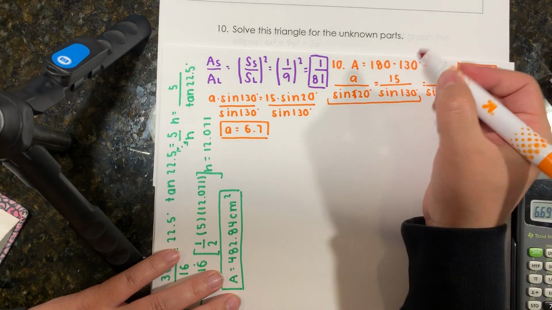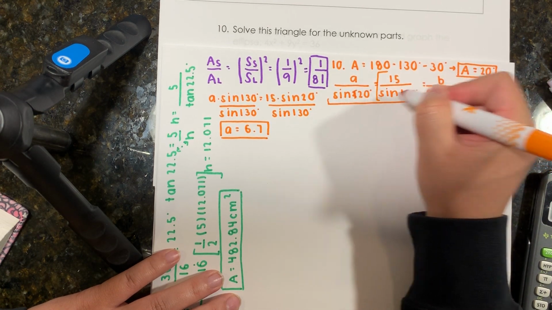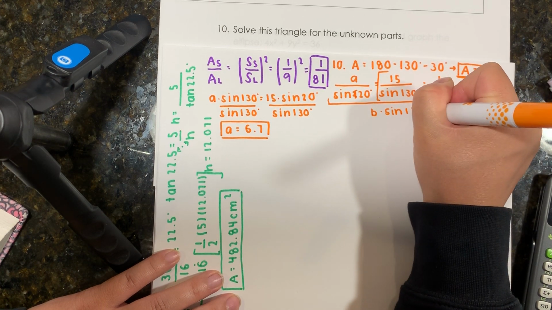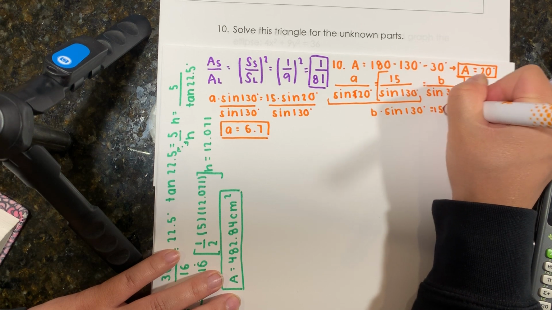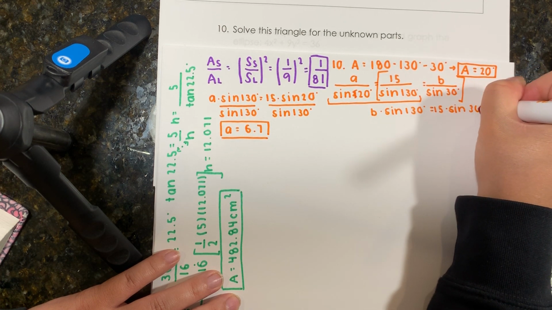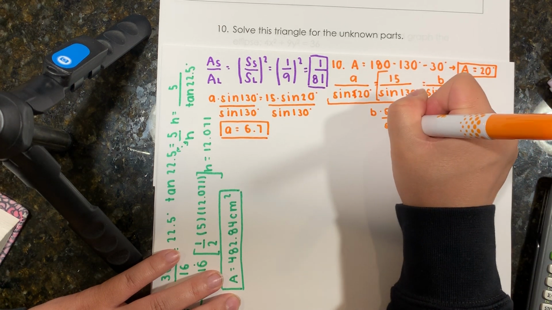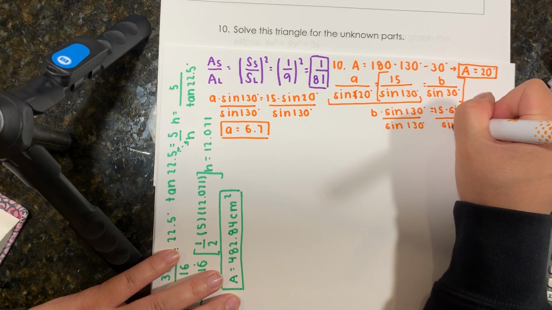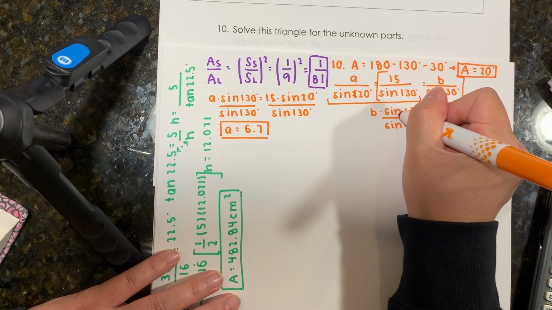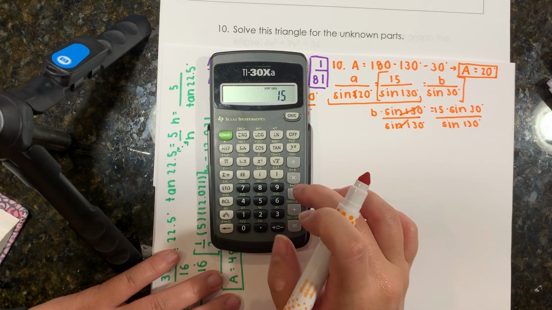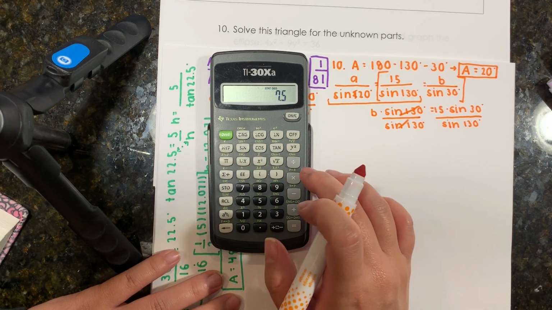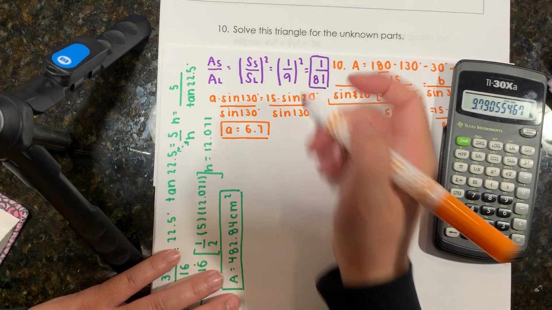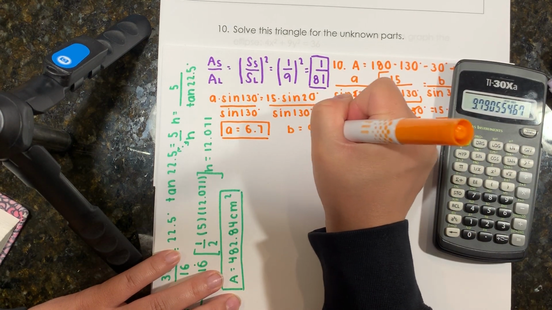Now to solve for B, we're going to do the same thing, but you're going to use these two. You're going to cross multiply, so that would be B times sine of 130 equals 15 times sine of 30. Divide both sides by sine of 130. So that would be 15 times sine of 30 divided by sine of 130, and I get 9.79. So B is equal to 9.79.